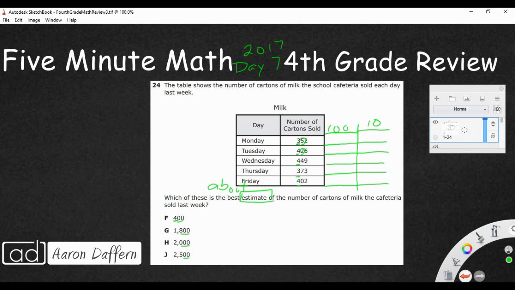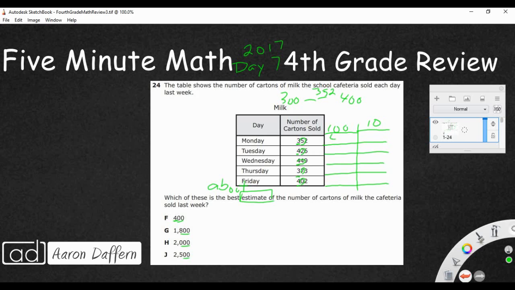So when I'm looking at this 352, I'm thinking, it's between 300 and 400, but where would it fall? Is it a little bit closer to 400 or a little bit closer to 300? This 5 actually is going to make that 3 go up. 350 is the exact middle point, and 352 is just a little bit closer to 400. So I'm going to round that up to 400.